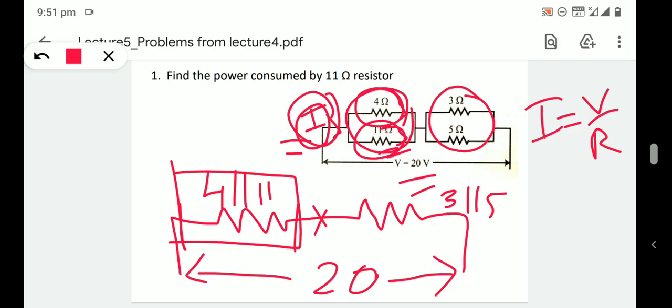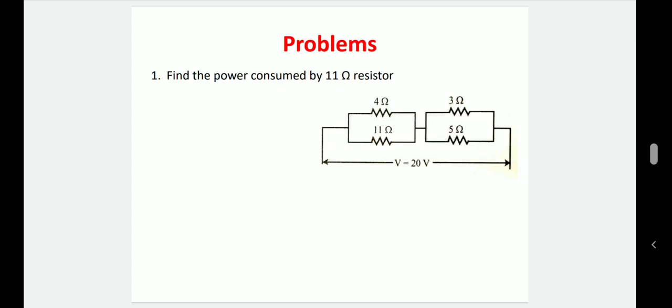So whatever the voltage across this point, that will be the same as the voltage across the 4 ohm as well as the 11 ohm. So we can find out the voltage across the 11 ohm and we can find out the power consumption. So you can do this problem according to current division as well as voltage division.